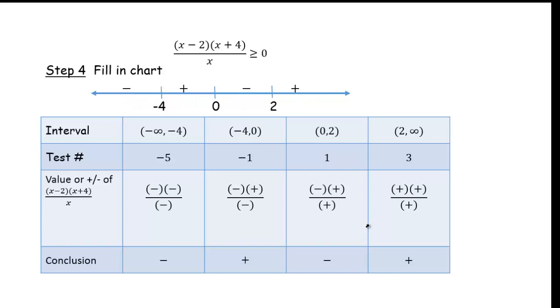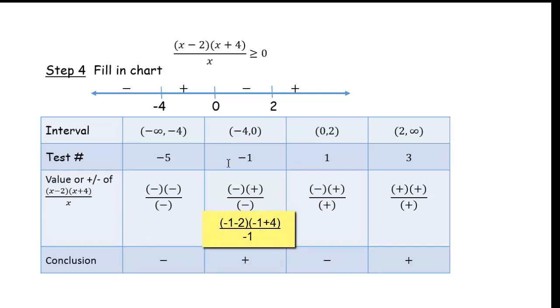So we'll go through maybe 1 or 2 of these with you slowly, and then you could just pause it and read the rest. When I put -5 into the left-hand side, I get -5 minus 2, which is a negative number, times -5 plus 4, which is a negative, over -5, which is a negative. 3 negatives, multiply 2 negatives, divide by a negative, gives you a negative number. So I put a negative over my first interval.